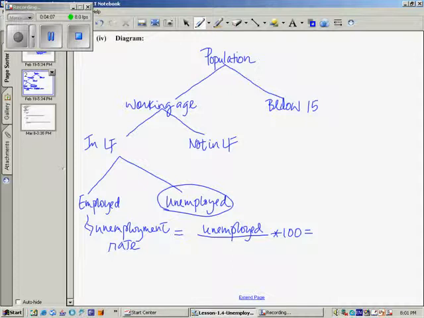Now the question is, should we divide this by the population? Or should we divide this by the working age population? Or should we divide this by the labor force? Population is not good because this would actually include people who are actually just being born or just learning to walk. They wouldn't be working anyway. Working age population is not good either because we would be including people who are not in the labor force and they have no interest in working. That will leave us with the labor force.